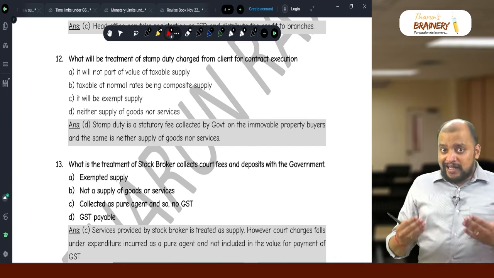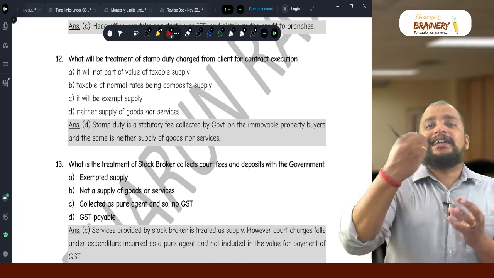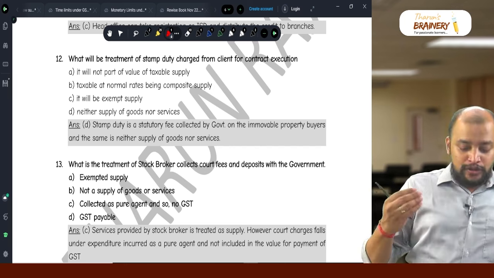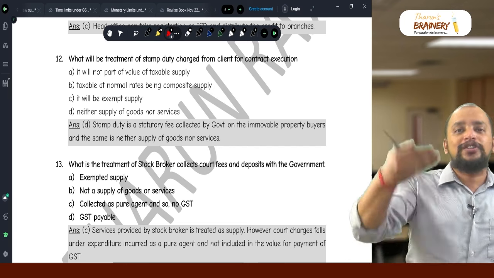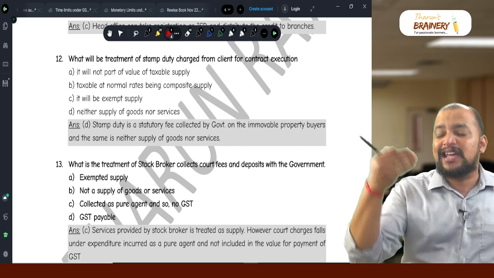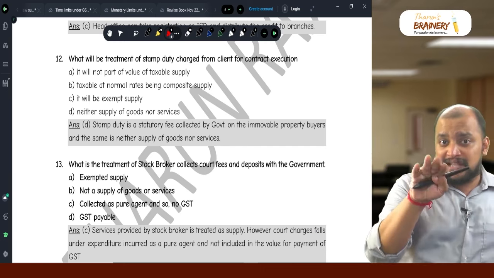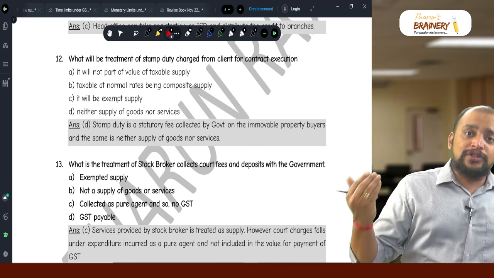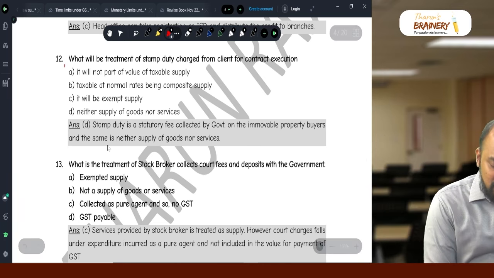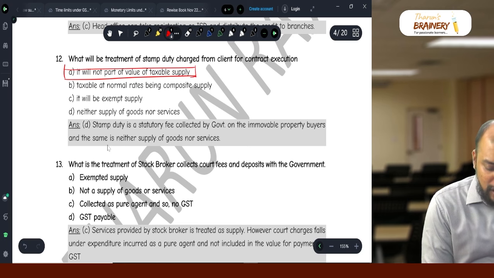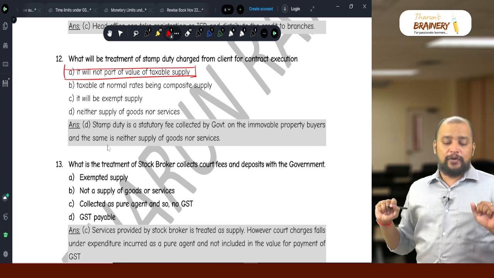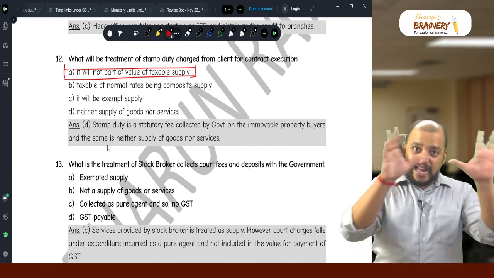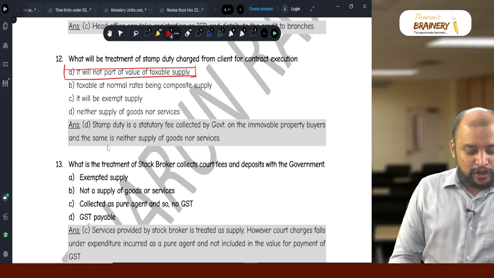But if it is about the person who is collecting the stamp duty, that is the broker, then, because I did not see the case study properly, if that be the reading, if that be the question given in the main exam, then it will not form part of the value of taxable supply. I don't know the exact question, so depending upon that it should be A or D.